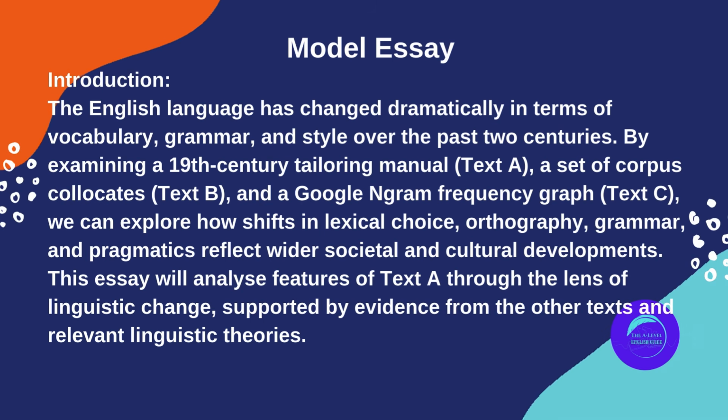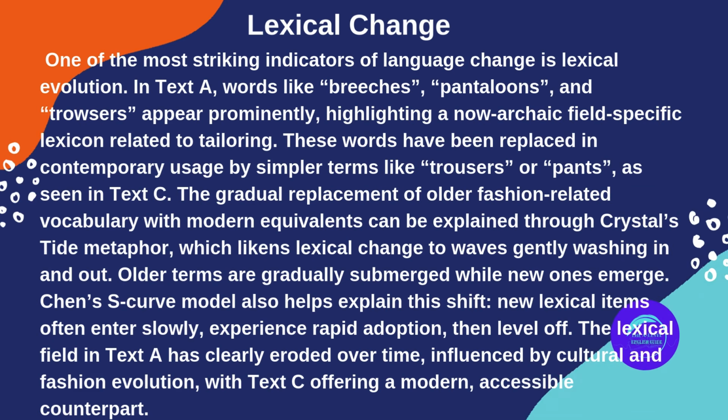Let's begin. The English language has changed dramatically in terms of vocabulary, grammar, and style over the past 2 centuries. By examining a 19th century tailoring manual, that's text A, a set of corpus collocates from text B, and an n-gram graph in text C, we can explore how shifts in lexical choice, orthography, grammar, and pragmatics reflect wider societal and cultural developments. This essay analyses features of text A through the lens of linguistic change, supported by the other texts and relevant linguistic theories. We begin with lexical change.